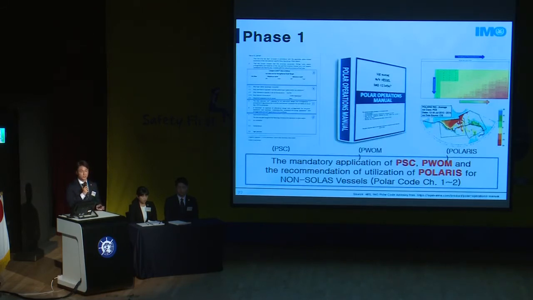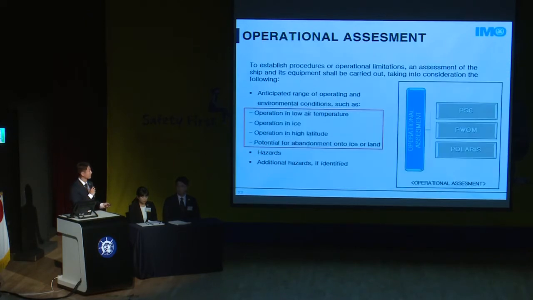First and foremost, in phase 1, the mandatory carriage of the PSC, Polar Ship Certificate, and the PWOM, Polar Water Operational Manual, and the utilization of Polaris should be recommended. This covers chapters 1 to 2 of the Polar Code. The Polar Code stipulates carrying out an operational assessment containing information necessary for operation in ice waters, considering the extreme environment and various risk factors such as low air temperature, ice, high latitude, and the possibility of abandonment onto ice or land.